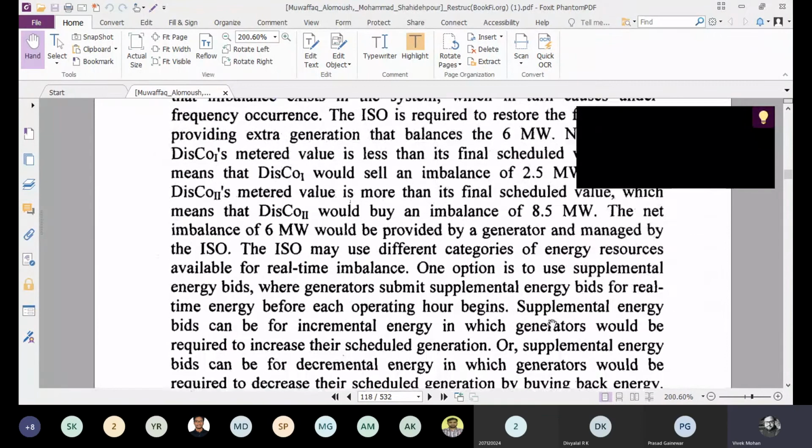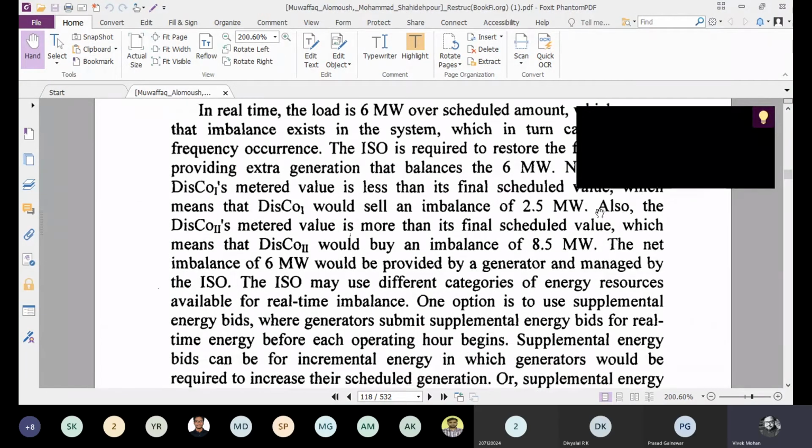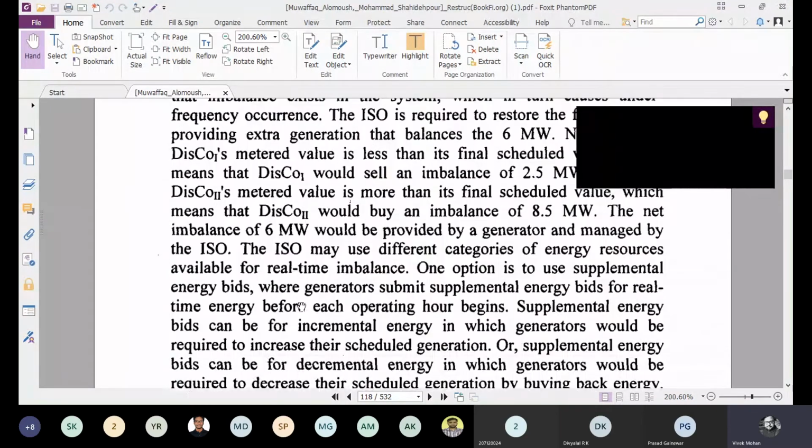Now, what happens here? In real time, the load is 6 megawatts over the scheduled amount, which means that an unbalance exists in the system, which in turn causes an under frequency condition, right? The ISO is required to restore the frequency by providing extra generation that balances the 6 megawatts. Note that DISCO 1's metered value is less than its final scheduled value. Minus 2.5 is the change, and for DISCO 2 it is 8.5. The net unbalance of 6 megawatts will be provided by a generator and managed by the ISO.